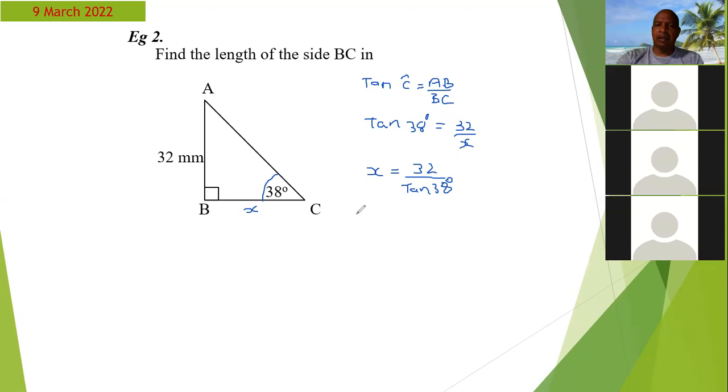All right, so working out tan 38, what do you get? So tan 38 equals 0.781. All right, so what do you get for your answer now for X? Choose the nearest whole number. I got 41, and so our unit would be 41 millimeters.